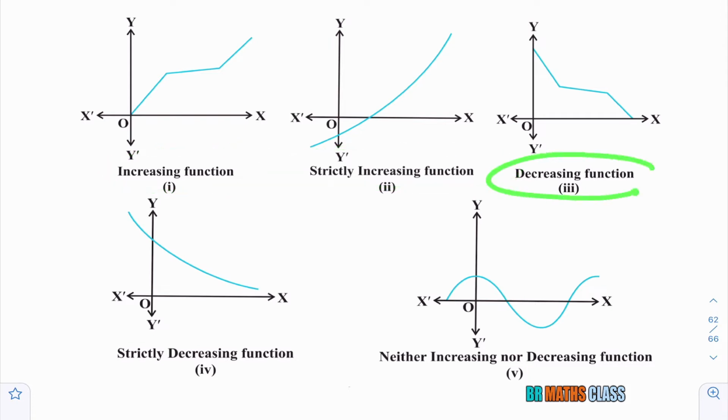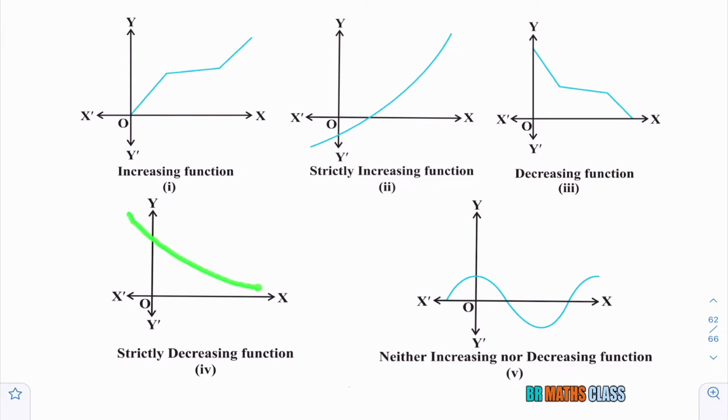You observe this decreasing function. As x values are increasing, you observe functional values are decreasing. Correct? As x values are increasing, functional values are decreasing. So that's why this is a decreasing function. Here in this particular zone, stationary is there. It is decreasing. You observe, strictly decreasing.